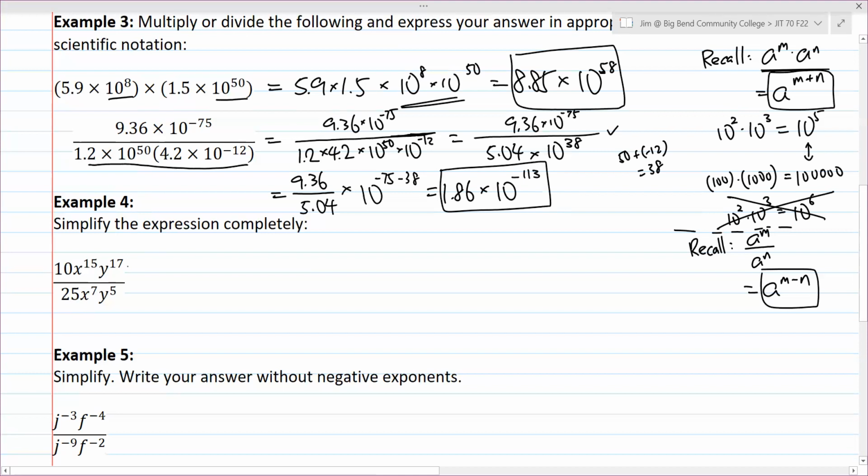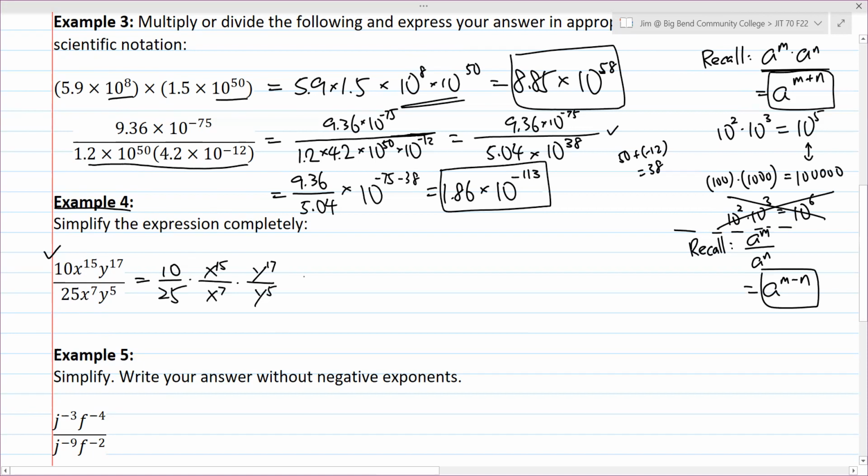And then I'll tell you what, those two rules we recall work on equation 4 as well. We have that huge fraction. And then, yes, we can keep in mind that if we have several parts being multiplied, then we can separate the fraction in this way. So we can separate the like terms. So we got 10 over 25 times x to the 15 over x to the 7 times y to the 17 over y to the 5.